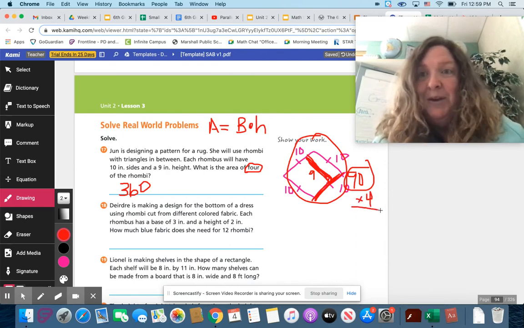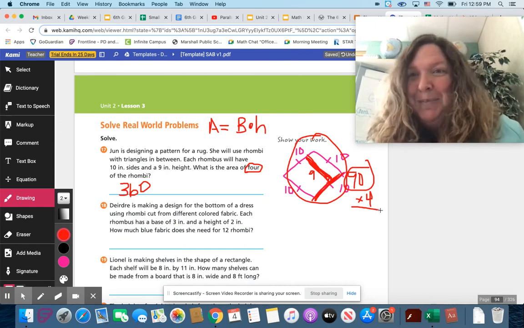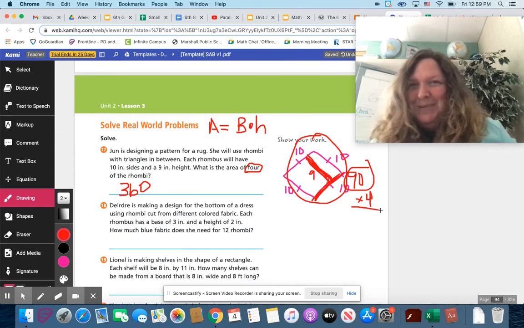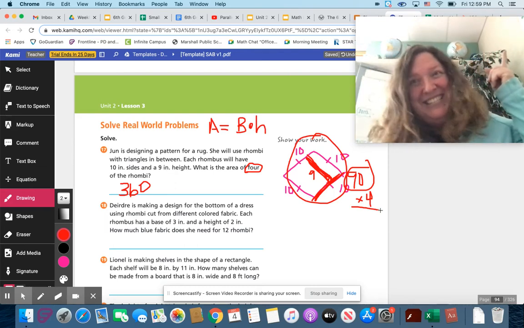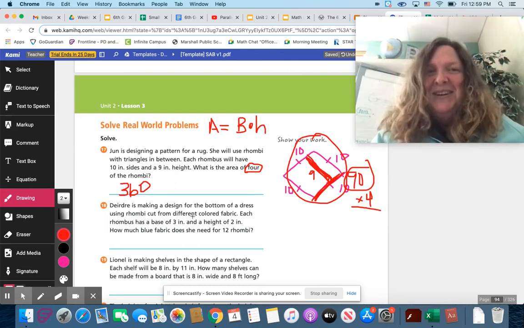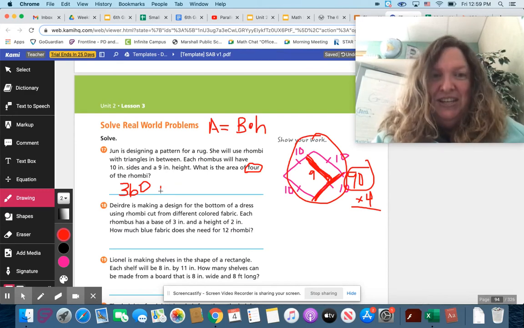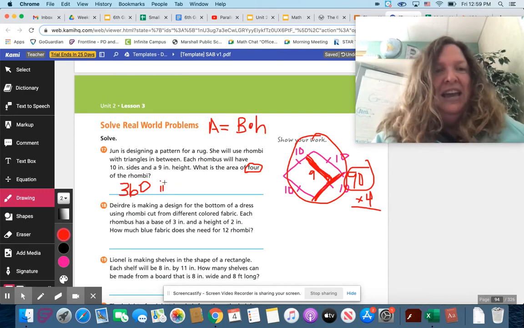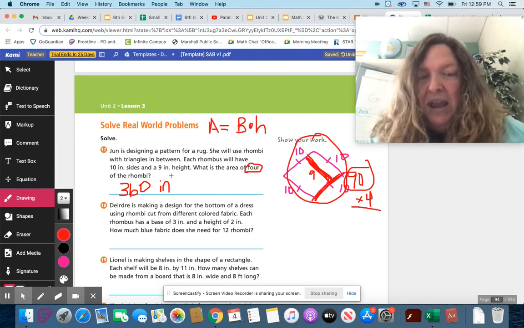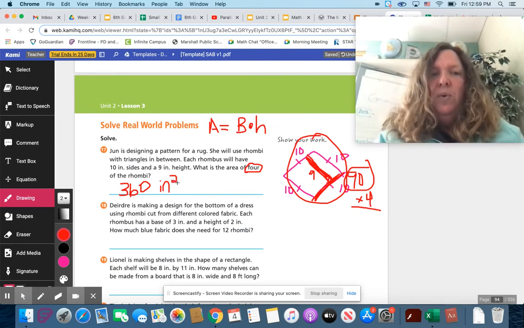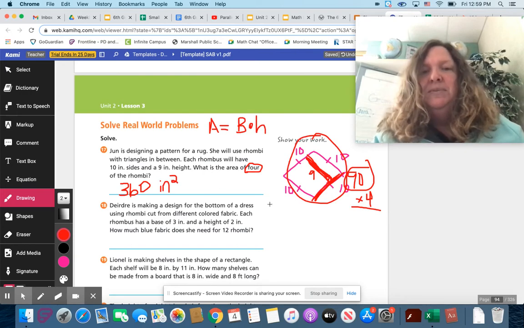Now, 360 what? 360 cupcakes? 360 dry erase markers? 360 globes? Well, I have 3 in my room. That's not quite 360. 360 inches, because we're measuring in inches, and not just inches, because remember, it's how much surface, how many squares could it cover, so it's square inches, 360 square inches.